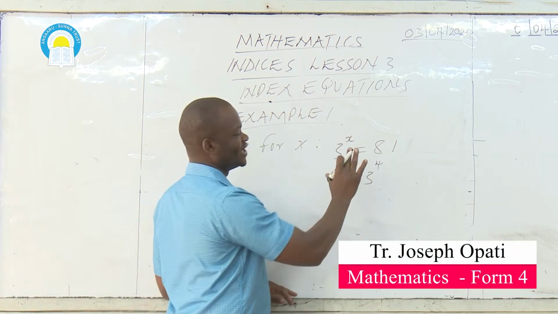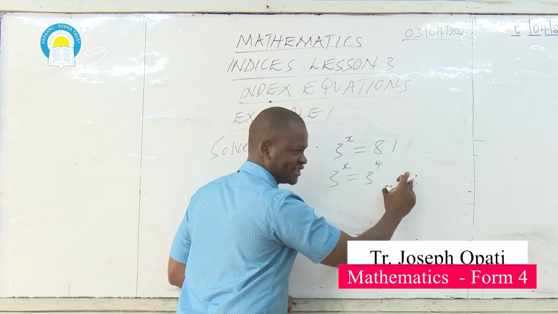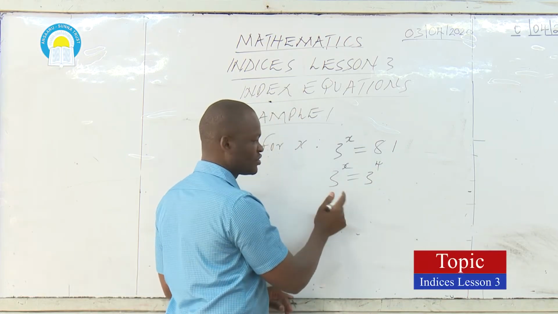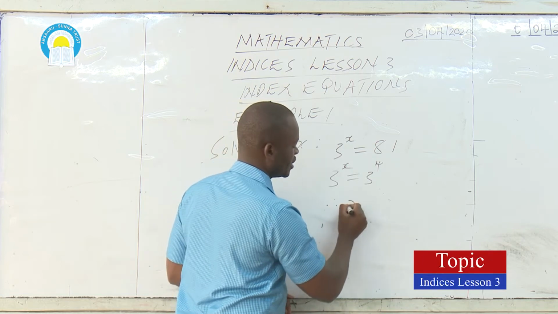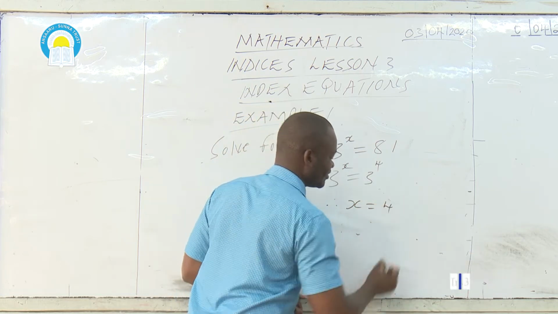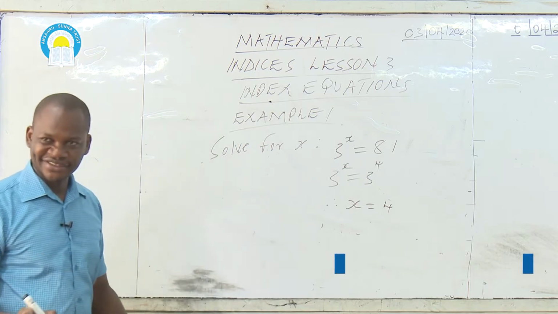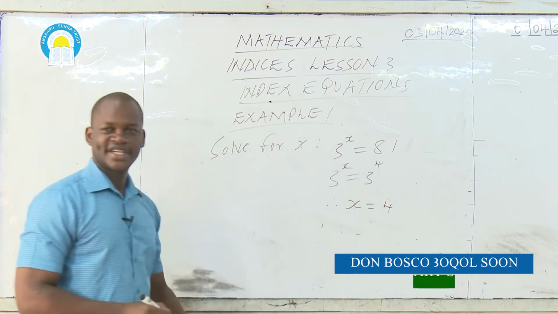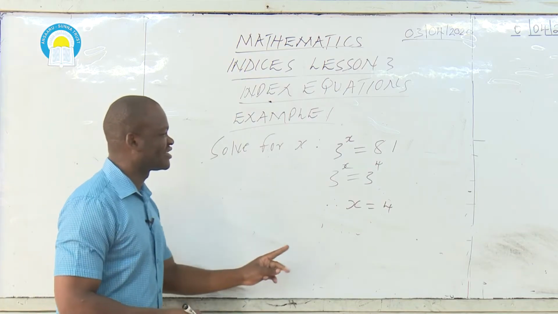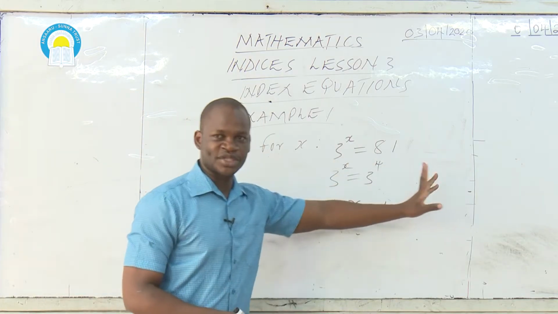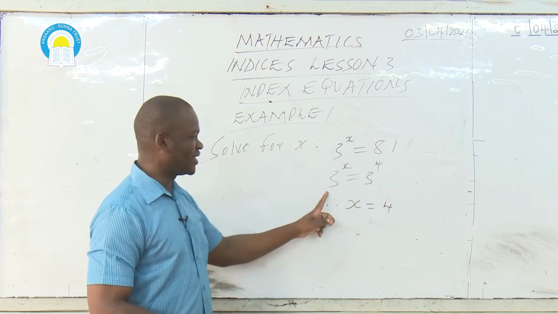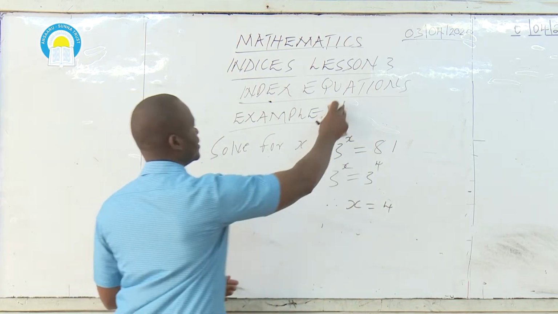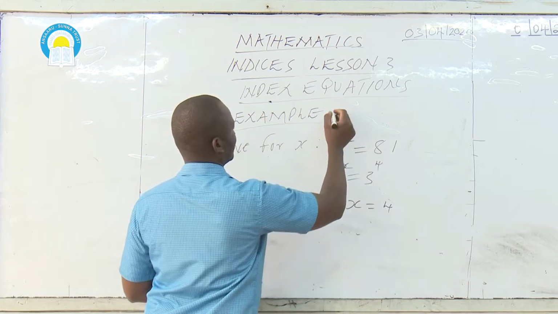Whenever we have index equations and the bases are similar, what do you do? You equate the powers. So we say in this case, x is equal to 4. That was example 1. So I'm insisting, given such an index equation where we have similar bases, equate the powers. We go to example number 2.